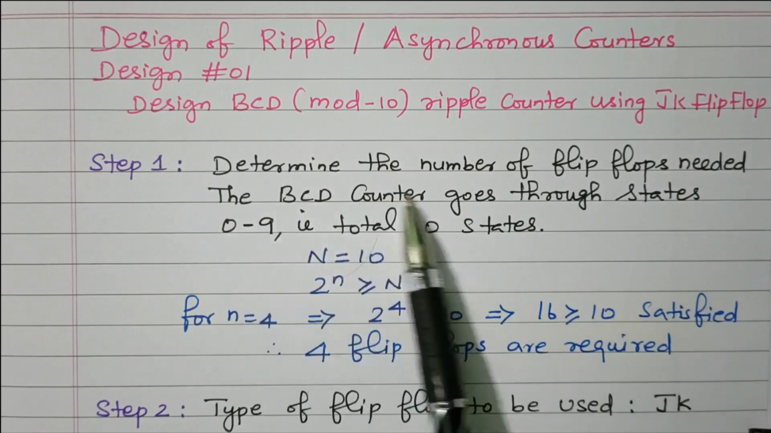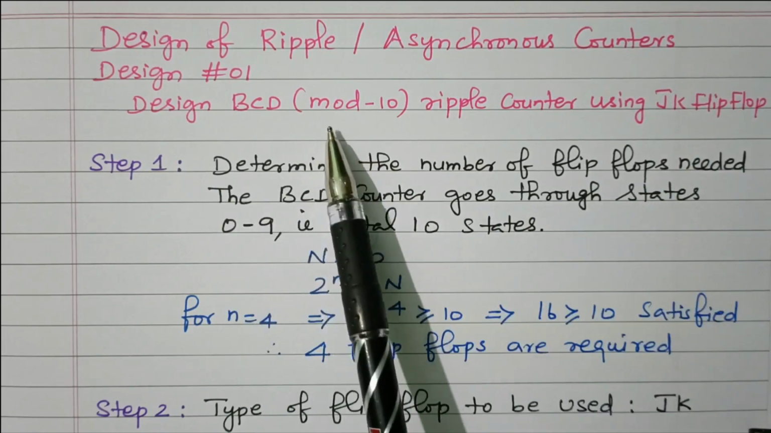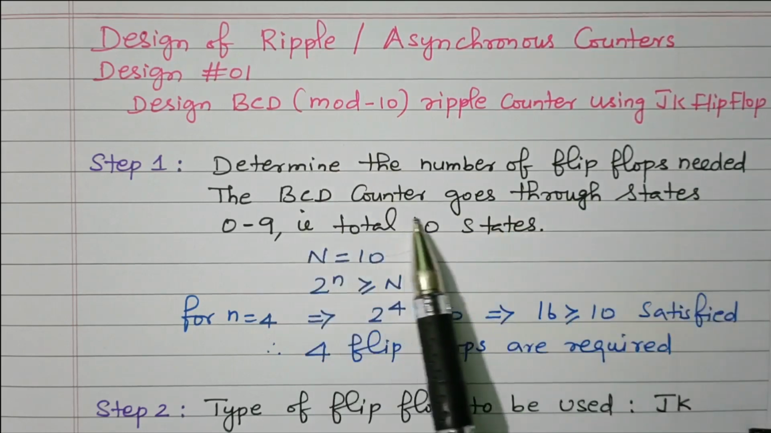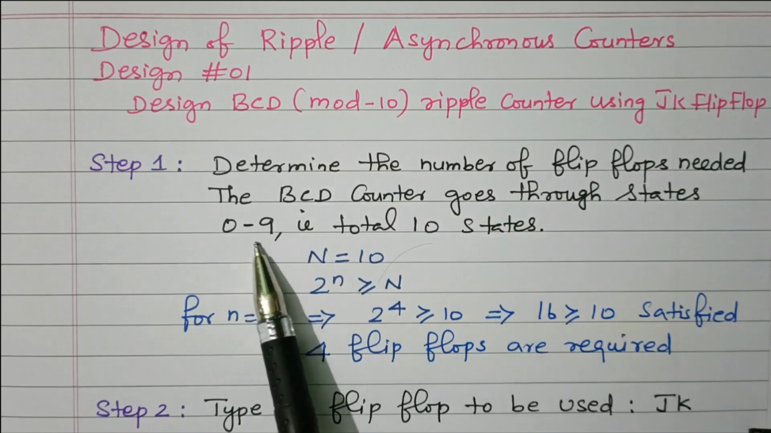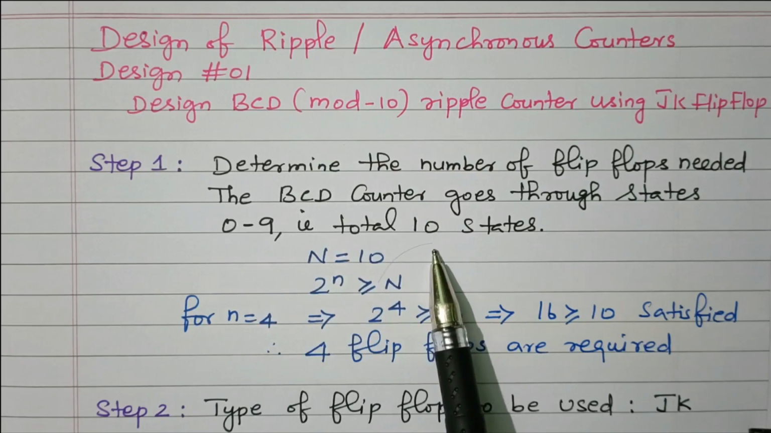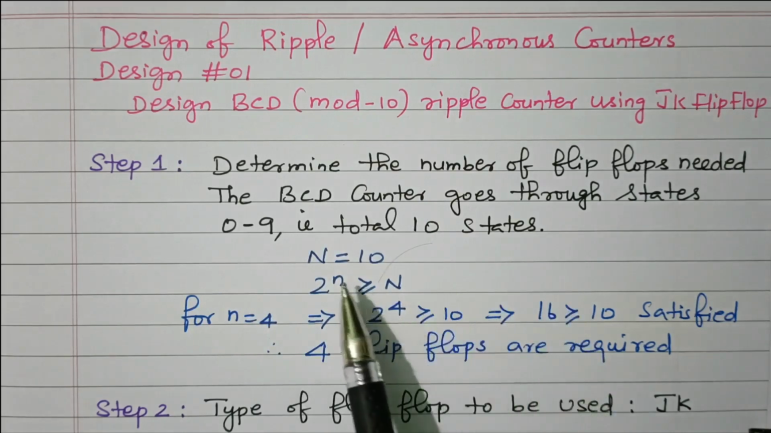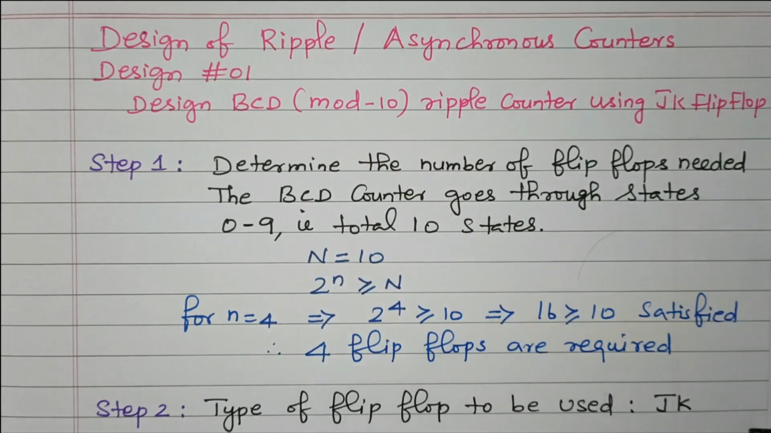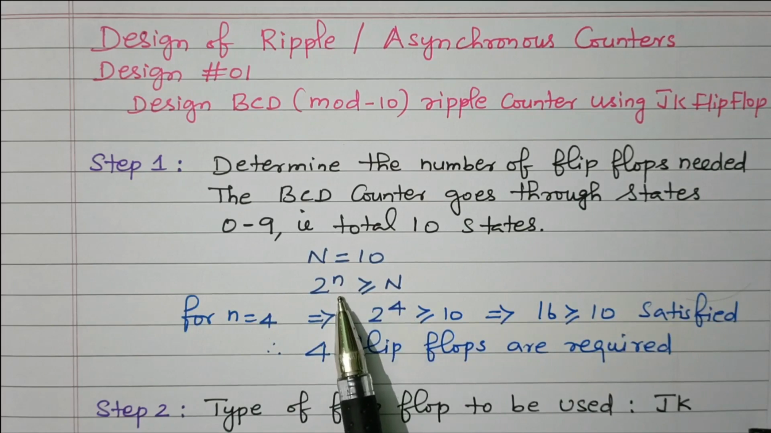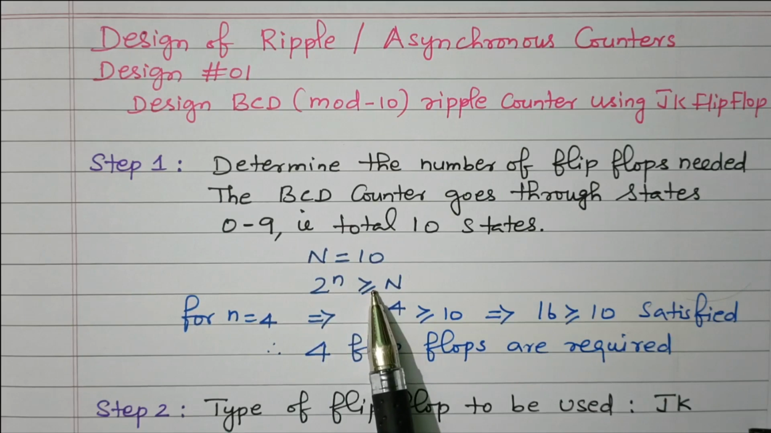First step, determine the number of flip-flops needed based on the combinations. Mod 10 means we need to decide the number of flip-flops. The BCD counter goes through 0 to 9, so a total of 10 states are available. So N equal to 10 here. The condition is 2 to the power n greater than or equal to N. Here capital N is the number of states, and small n is the number of flip-flops. By satisfying this condition, we can decide the number of flip-flops.